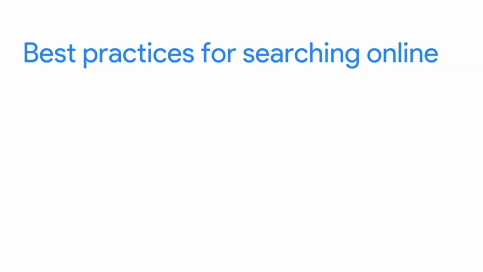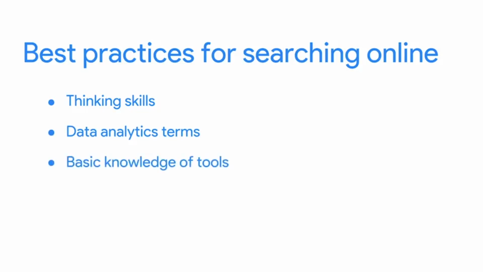But let's talk more about how you can make sure you're using web resources in the best way possible. There's a combination of best practices that you can use to guide your search for answers online. By practicing the thinking skills we've learned in this program, using the right data analytics terms, and your basic knowledge of analysis tools, you have everything you need to find answers and apply them to your own work. And it starts with how you approach a problem mentally.